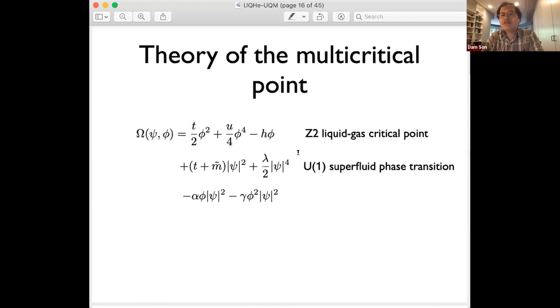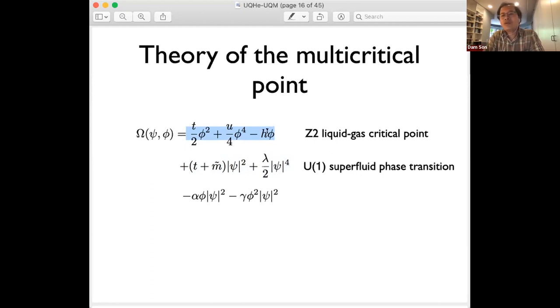And one can treat that phase transition using the ordinary technique of starting from the Landau theory and then building up fluctuations and renormalization group, etc. So here we would start with the Landau theory that contains, on the second line here, the psi squared, psi to the fourth. That is the Landau potential for the superfluid order parameter, which has a U1 symmetry. On the first line, we have a description of a liquid-gas phase transition, which at the critical point belongs to the Ising universality class. It is described by a real order parameter phi, which is basically the density that distinguishes the liquid and the gas phases: phi squared, phi to the fourth, and phi.